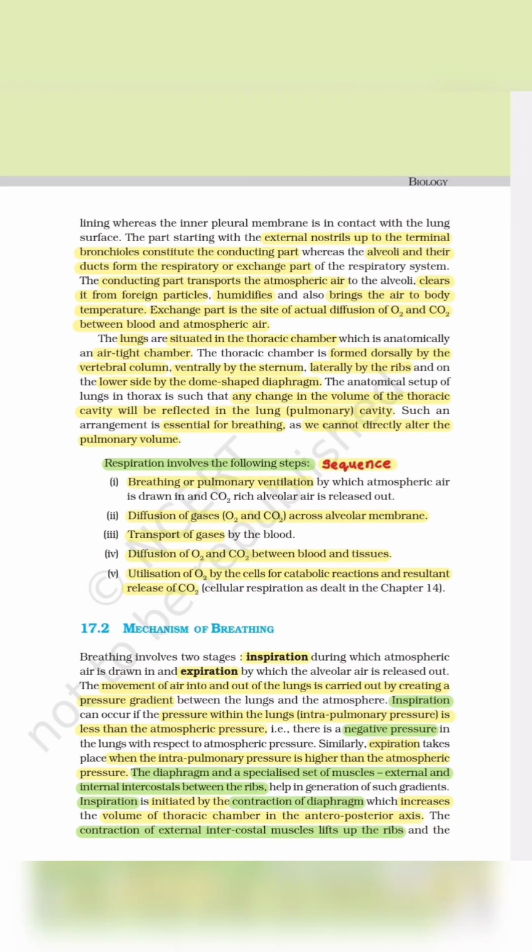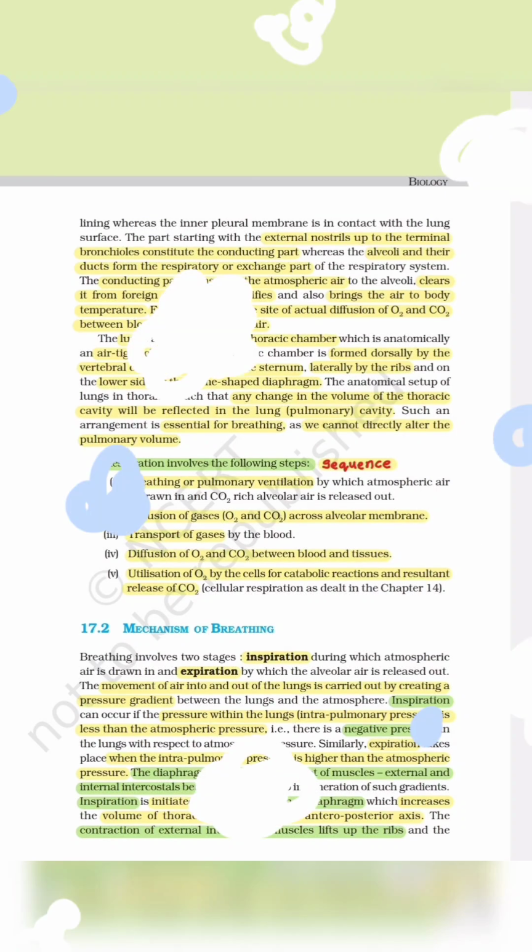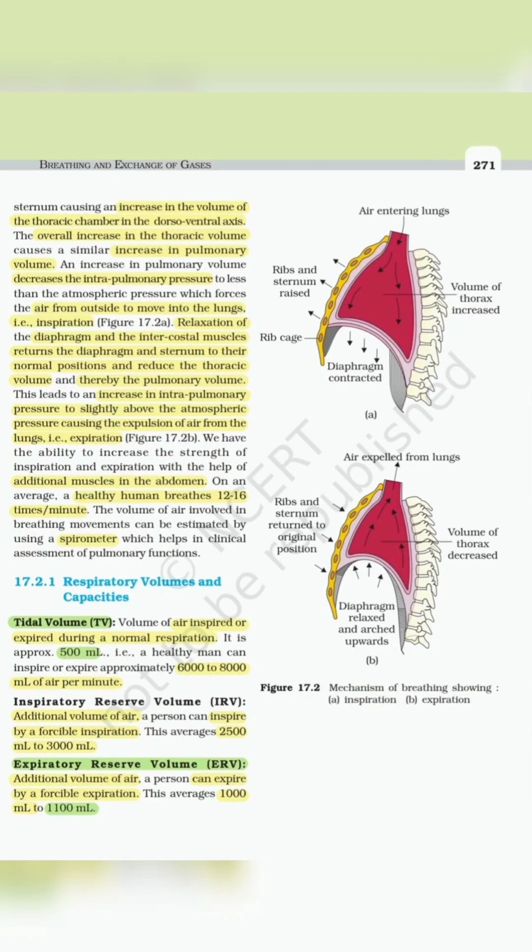The diaphragm and a specialized set of muscles, external and internal intercostal muscles between the ribs, help in generation of such gradients. Inspiration is initiated by the contraction of diaphragm, which increases the volume of thoracic chamber in the anterior-posterior axis. The contraction of external intercostal muscles lifts up the ribs, causing an increase in the volume of the thoracic chamber in the dorsoventral axis. The overall increase in the thoracic volume causes a similar increase in pulmonary volume. An increase in pulmonary volume decreases the intrapulmonary pressure to less than the atmospheric pressure, which forces the air from outside to move into the lungs.